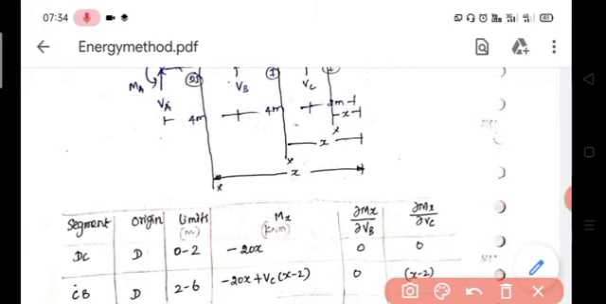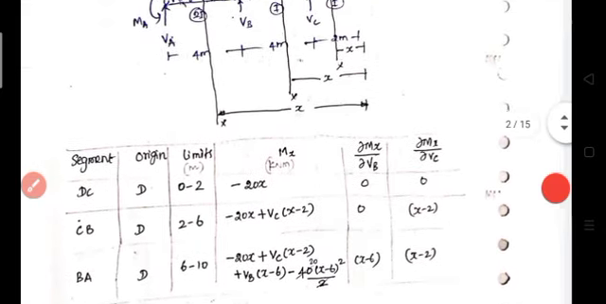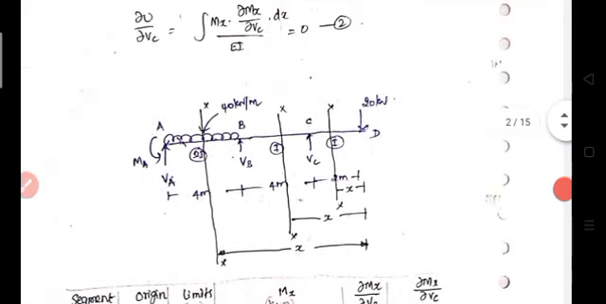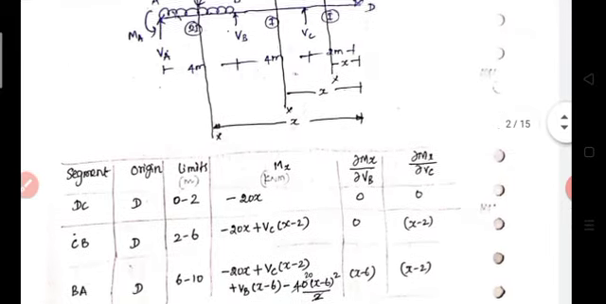Then the bending moment equation will be: first, the 20 kN force creates a hogging moment, minus 20 into x. Then Vc creates a sagging moment, Vc into (x minus 2). Then the third force will be Vb. Vb also creates a sagging moment, Vb into (x minus 6).